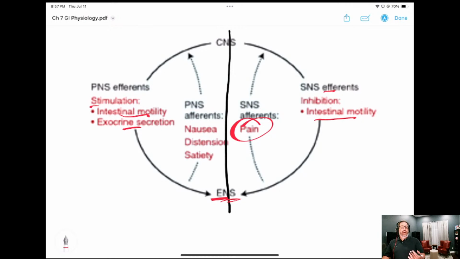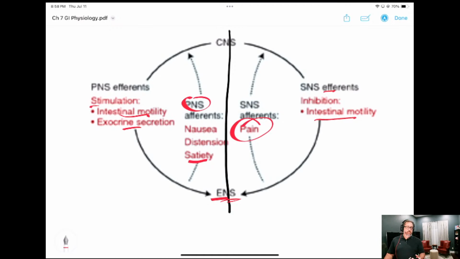Now, when we have an enlarged stomach, distension, we feel full. Those types of distension, we feel full, we've eaten enough. Those signals are going from the gut via parasympathetic afferents back to the brain to let the brain know, hey, our stomach is distended too much. We ate too much food. We have pain. We're distended right now.